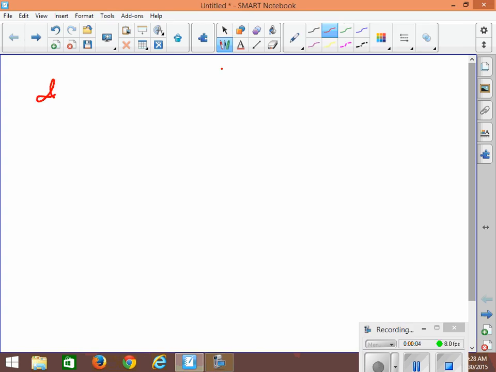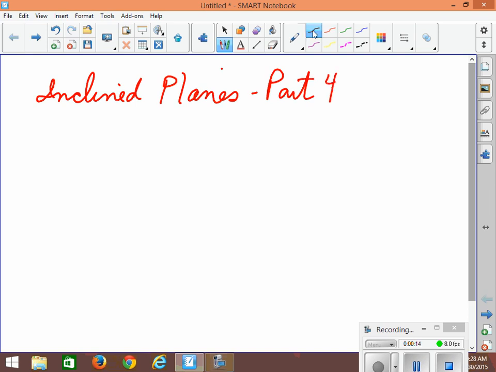This is inclined planes, part 4. I wrote it in red, so I'll underline it in black.